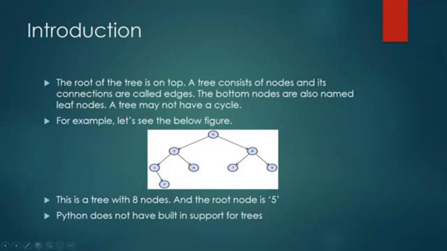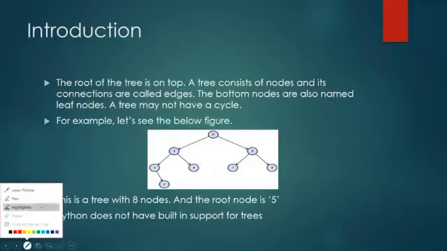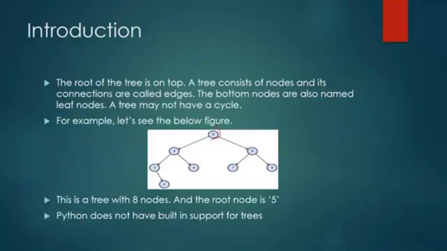Here, we can see there are 8 nodes, and there is a root node 5. This 5 is the root node, and these 3 and 8 are the children of 5. 3 has two more children, and 8 has two. And again, this has another child. This has no subordinate child, so we can consider this a leaf, and these are considered leaves.